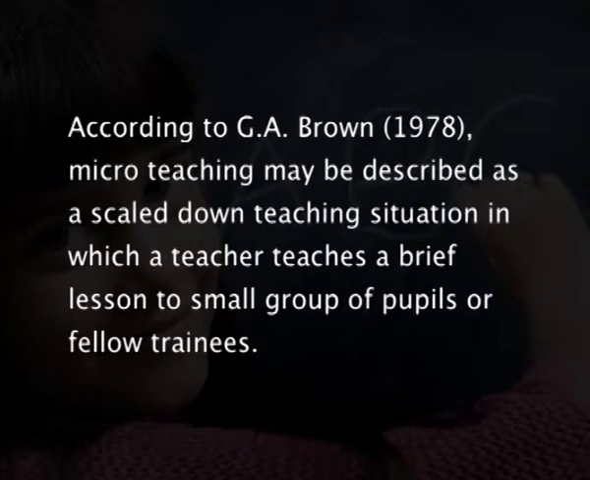There are various ways in which micro-teaching has been defined. Let us look at a few significant definitions of micro-teaching. According to G.A. Brown, 1978, micro-teaching may be described as a scaled-down teaching situation in which a teacher teaches a brief lesson to a small group of pupils or fellow trainee teachers. The lesson may last from 3 to 4 minutes to 20 minutes. In most cases, about 10 minutes is preferred.